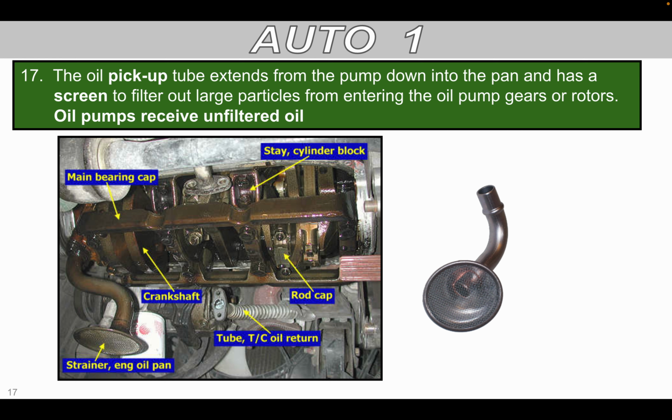Remember, oil pumps receive unfiltered oil. Okay? Oil pumps receive unfiltered oil.